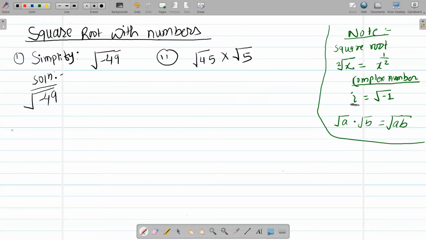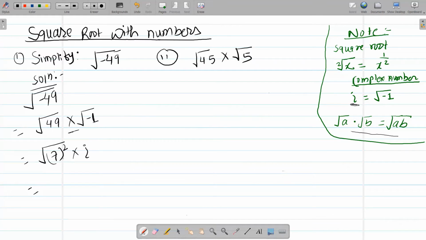Like I said, I'm going to distribute this square root. So I'm going to write square root 49 times square root -1, because when we multiply 49 times -1, it gives us -49. This is the same thing we follow over here. So now we know 49 is 7 squared, times the square root of -1, which is equal to i. So we can write i.